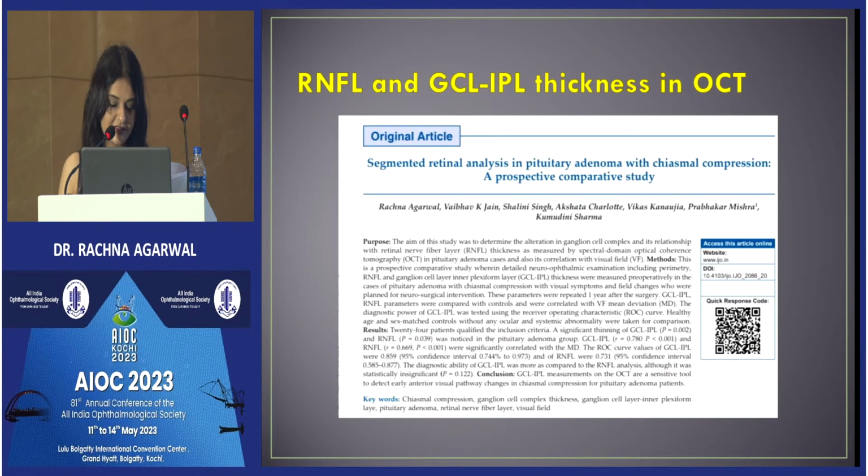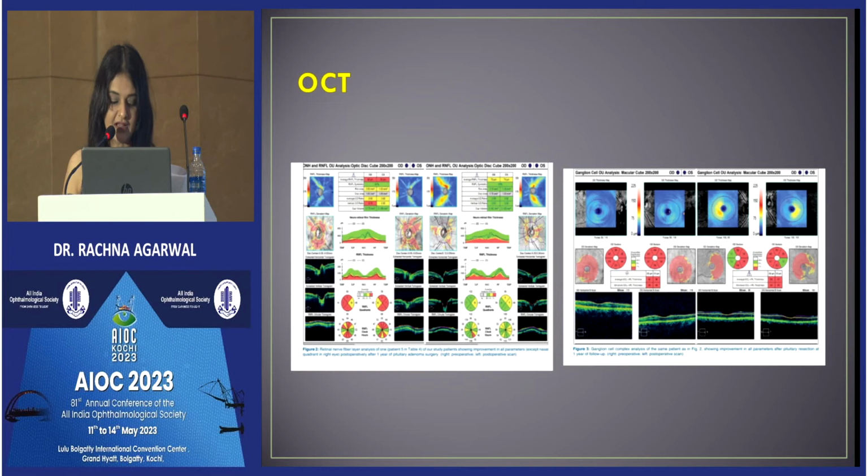Now this is another article from our institute, which was to determine the alteration in GCC and its relationship with RNFL as measured by spectral domain OCT in pituitary adenoma cases, and also correlating it with visual fields. We concluded that GCL-IPL is a sensitive tool to detect early anterior pathway changes in chiasmal compression in pituitary adenoma cases. This is the RNFL analysis of one of the study patients showing improvement in all parameters except the nasal quadrant in the right eye, 1 year postoperatively after pituitary adenoma removal surgery. On the right side, we have the GCC of the same patient showing improvement in the parameters.